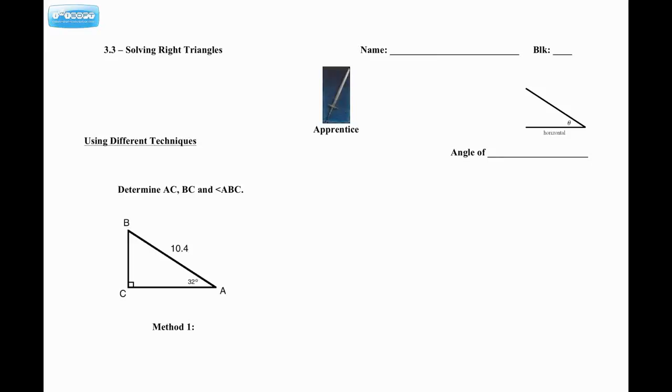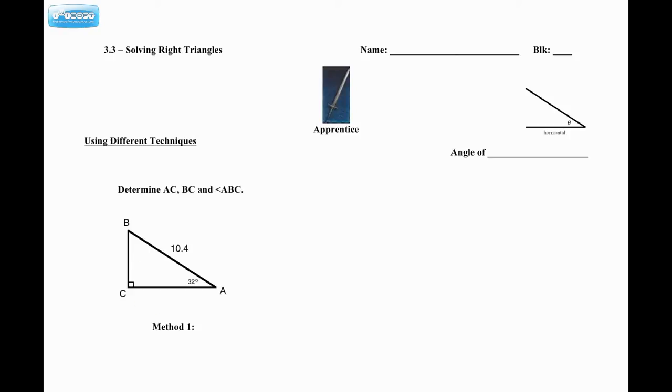Chapter 3, Section 3, Solving Right Triangles. What does it mean to solve a right triangle? Well, it just means figure out everything there is to know about that triangle. So if there are any unknown lengths, we want to determine those. Any unknown angles inside, we want to determine those as well.